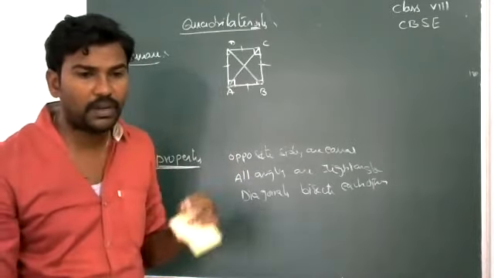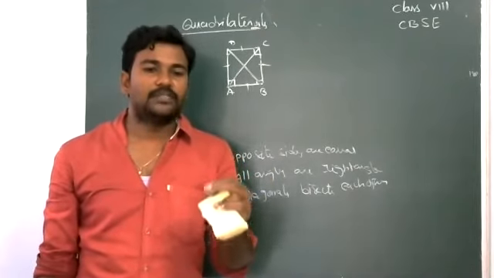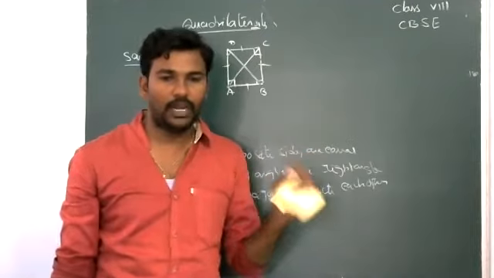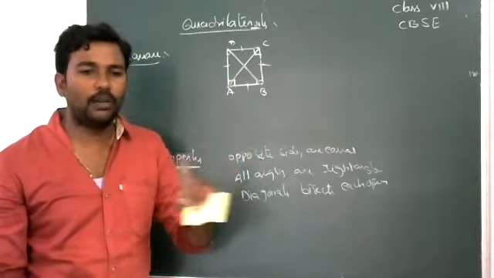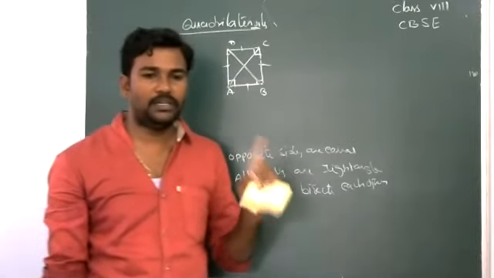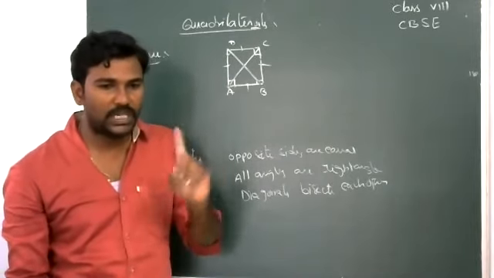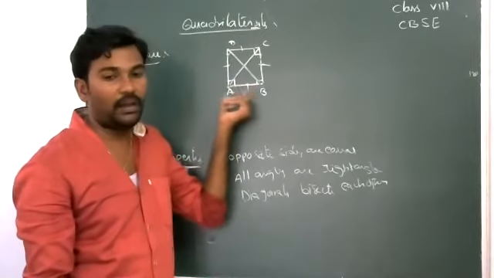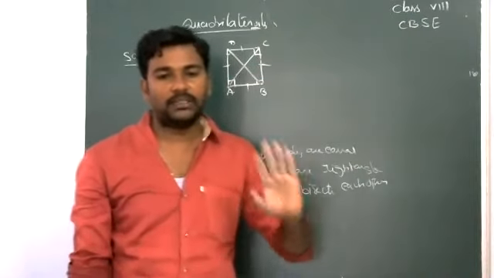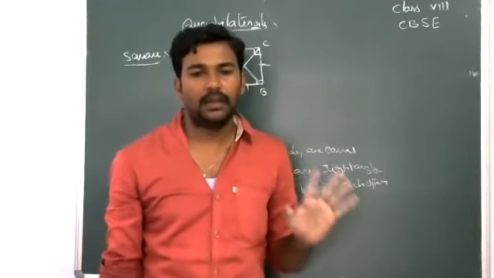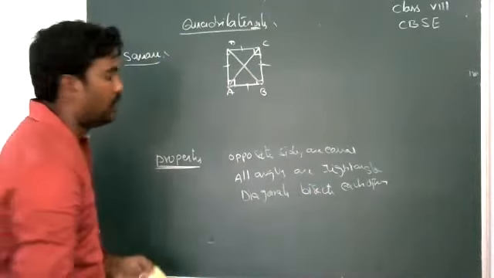Then what is the difference between a rhombus and a square? In a rhombus, there are no right angles. In a square, all angles are right angles. That is the major difference. Remaining properties are all the same. Only one difference is there. In a square, all angles are right angles, but in a rhombus, all angles are not right angles. Is it clear, students? Square is clear.